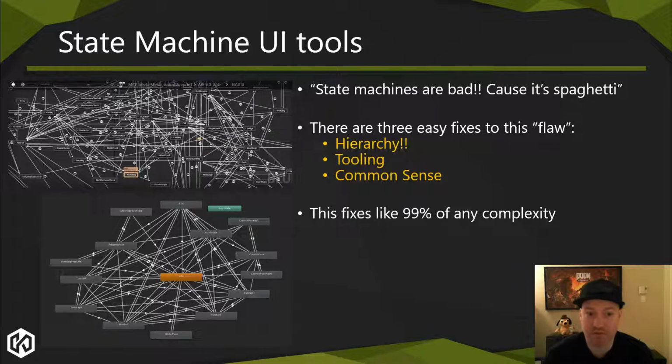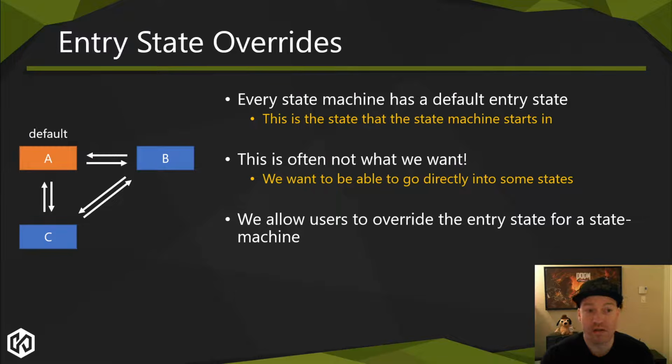There are easy fixes to this. One is to use the damn hierarchy. And that one is common sense, which is also a feature. It's like, maybe don't build things like this to begin with. Secondly, it's tooling. If you provide some very, very basic tooling, you can fix this entire mess. So let's cover two elements that will fix a lot of this problem. First thing we have is called entry state overrides. Every state machine has a default entry state. It's the state that it goes into when it starts.